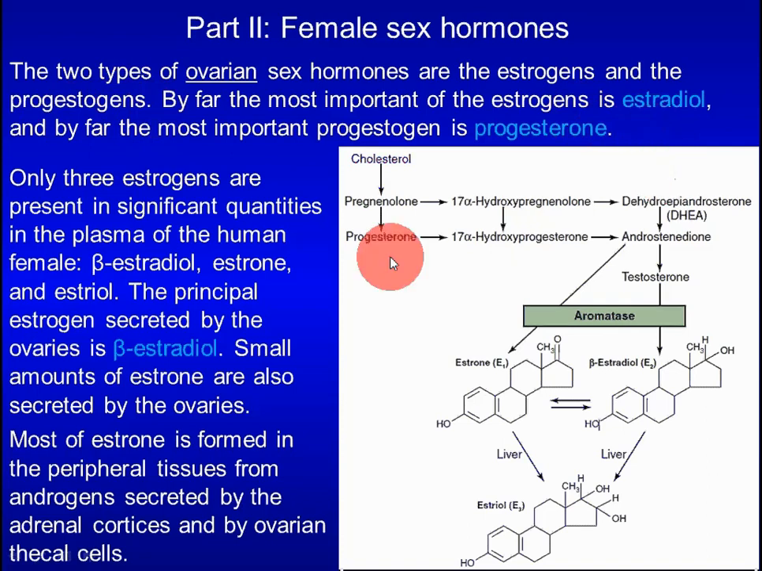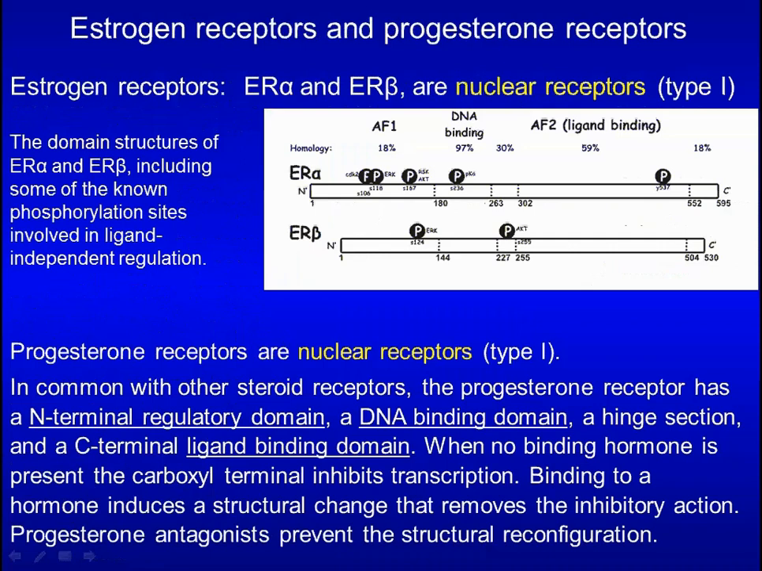Progesterone is derived from cholesterol. Estradiol is synthesized from testosterone. Like androgen receptors, estrogen receptors and progesterone receptors are type 1 nuclear receptors.